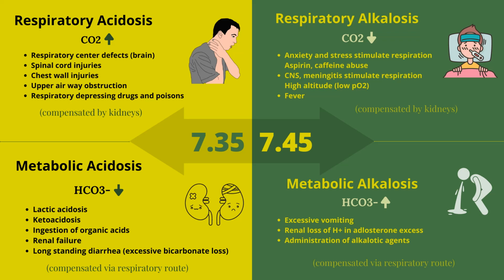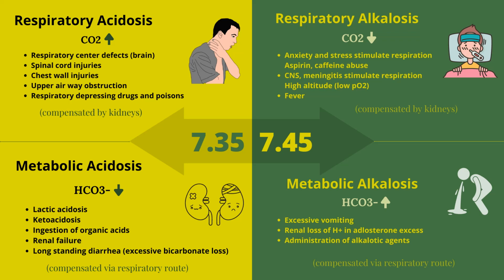Respiratory acidosis is a fall in pH because of a rise in carbon dioxide partial pressure in blood. It occurs broadly due to hypoventilation and VQ mismatch. Kidneys compensate the respiratory acidosis by excreting acid and retaining bicarbonate.